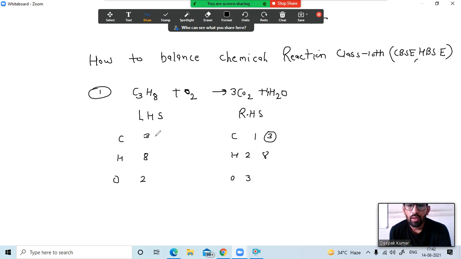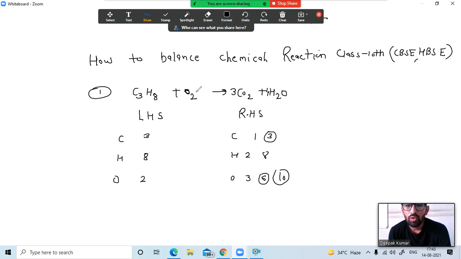Now when you check the carbon, on the left hand side there are 3 carbon but on the right hand side only 1 carbon. When you multiply with 3, the oxygen in this is now 6. When you check the hydrogen, on the left hand side there are 8 hydrogen, and on the right hand side when you multiply with 4 there are 8 hydrogen, but the oxygen on the right hand side will be 6 plus 4, which is 10 oxygen. Now your oxygen is 10 and on the left hand side only 2 oxygen.